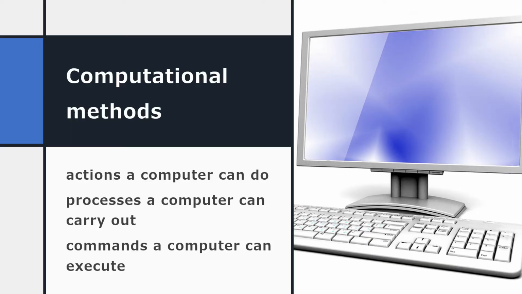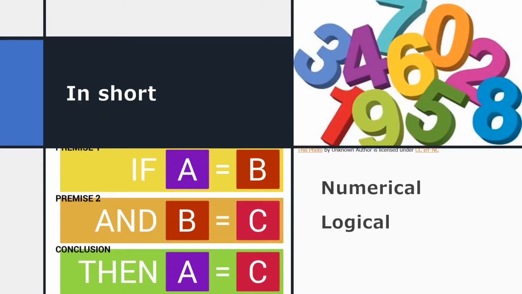Computational methods basically are the kinds of actions that a computer can do, or the sorts of processes that a computer can carry out. Of course, computational methods existed before computers existed. Computers are just tools that help us to implement these methods more quickly and accurately than we could do if we were just trying to work things out in our heads or on paper. In short, computational methods are logical or numerical ways of processing information to get accurate results.